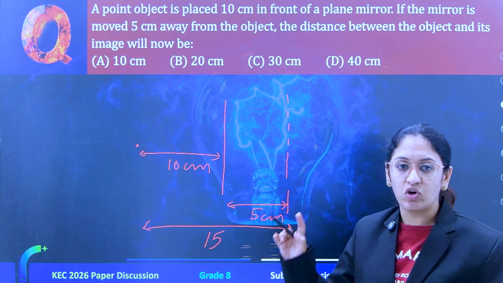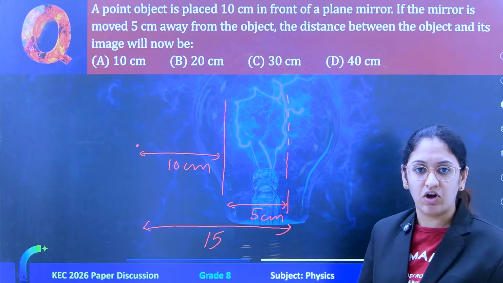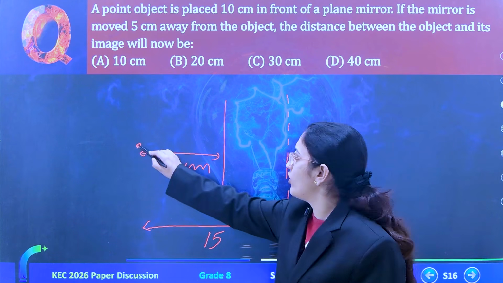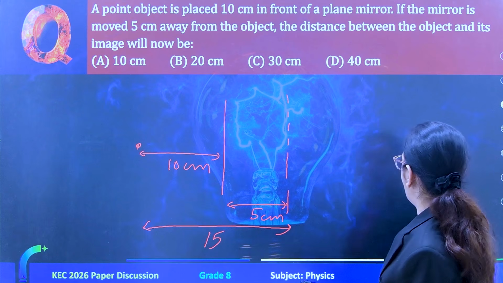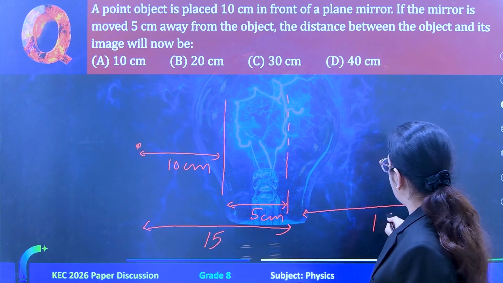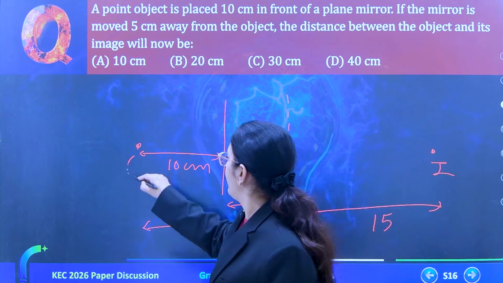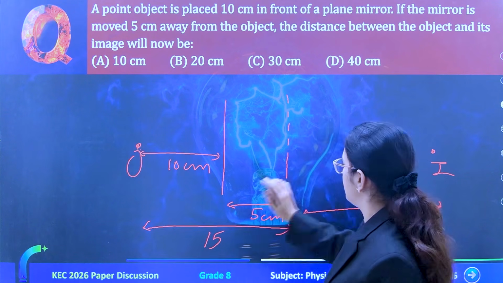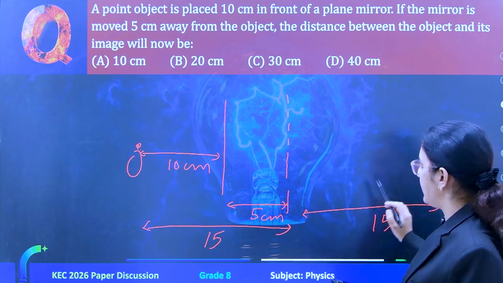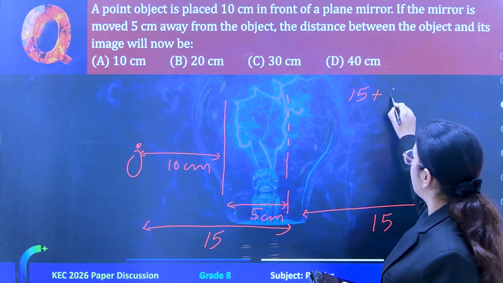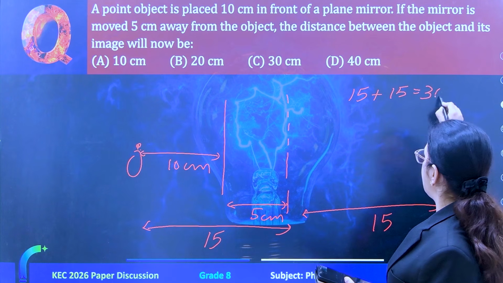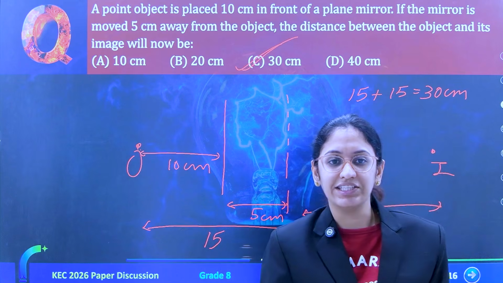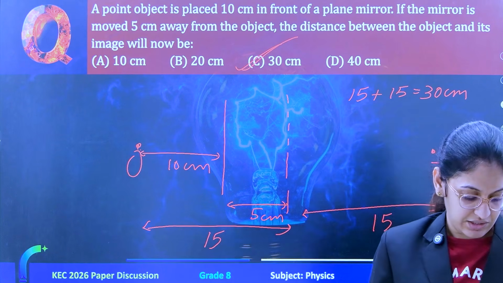So image distance should be the same as the object distance. Image distance and object distance are always the same. So the object is now at 15, so the image should also be at 15. So the distance between the object and the image is 15 plus 15, that is equal to 30 centimeter. So 30 centimeter is your correct answer.